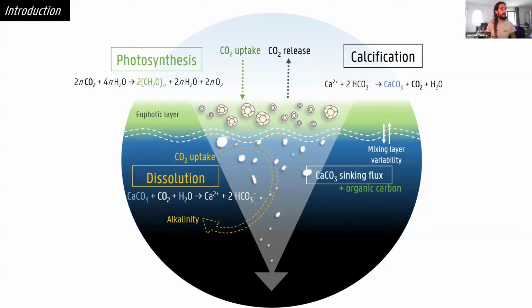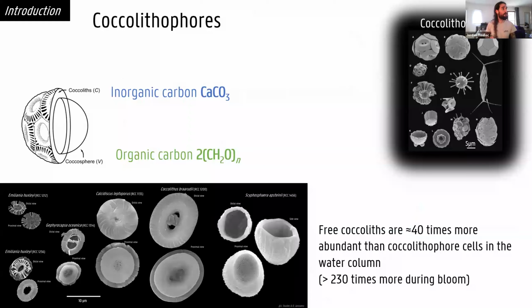Now, during the transfer of calcium carbonate through the mesopelagic layers, you could also have dissolution. Dissolution contributes to fixing CO2 into alkalinity, and also contributes to decreasing the PIC. Coccolithophores are one of the main primary calcifiers in the ocean, so they are the most important contributor.